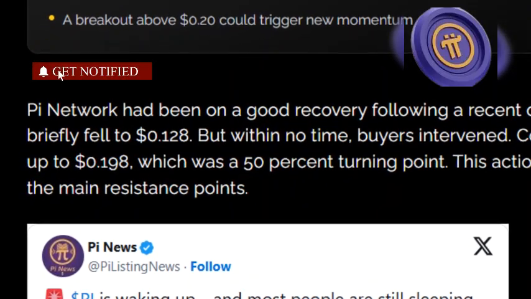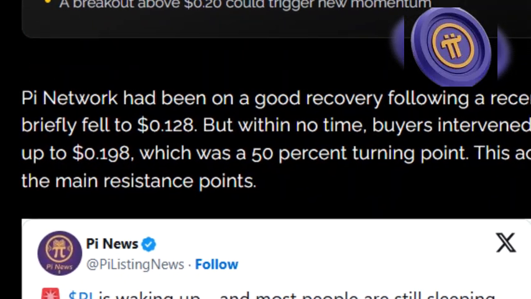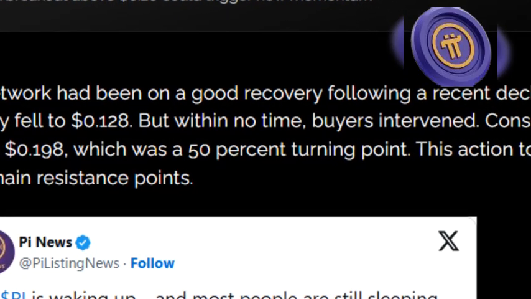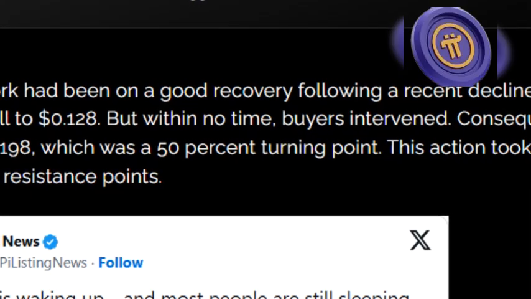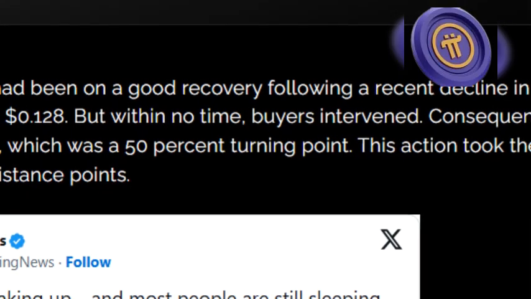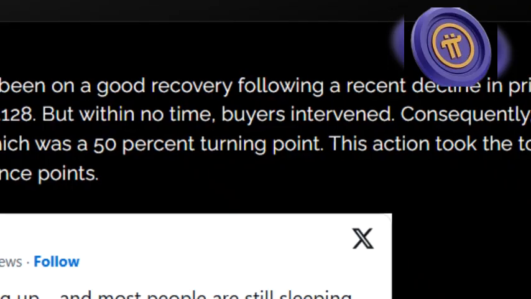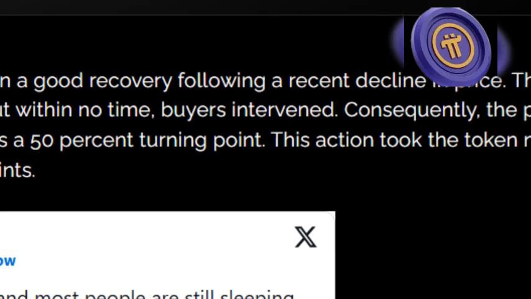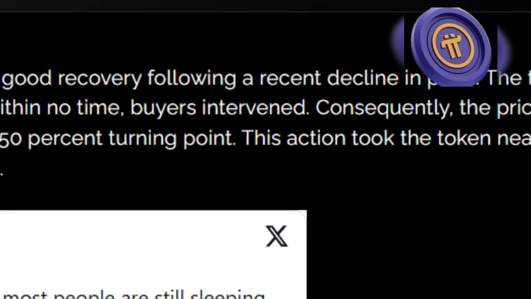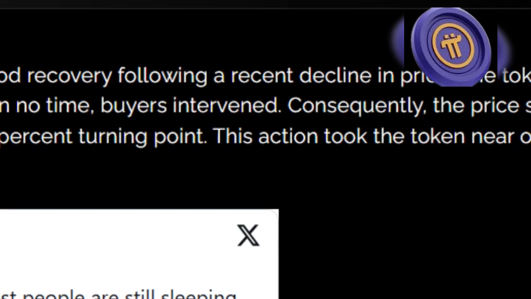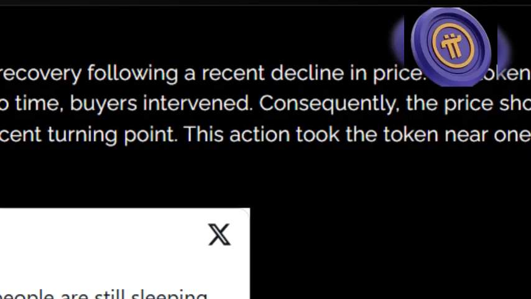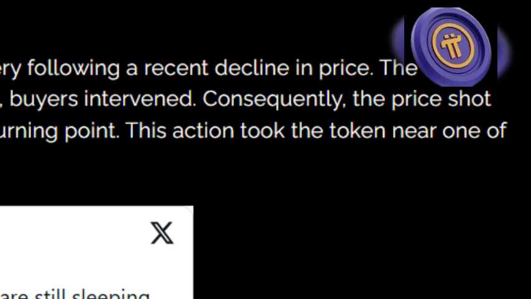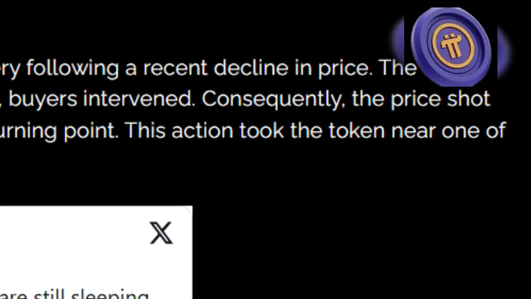Now here's where the situation becomes problematic. Trading volume. Pi Network is currently recording approximately 25 million in daily trading volume. That's the total amount of Pi being bought and sold in a 24-hour period globally. For context, Bitcoin's daily volume is in the billions. Ethereum's daily volume is in the billions. Even mid-tier cryptocurrencies have daily volumes in the hundreds of millions. Pi's 25 million daily volume is microscopic. It's tiny. It's almost nothing.